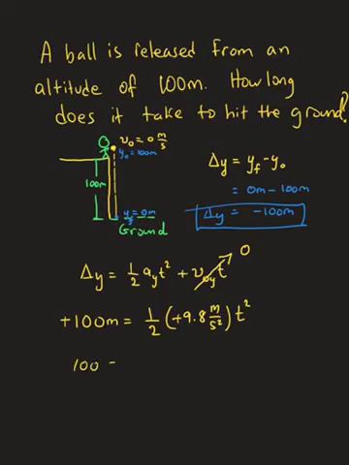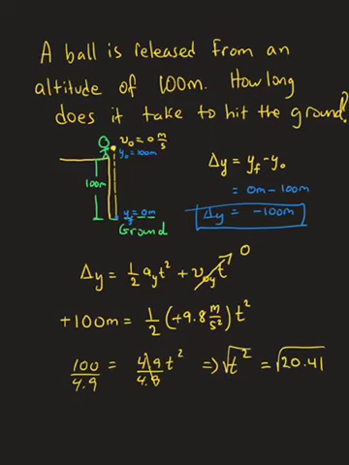Just omitting the units for a minute, we have 100 is equal to 4.9 times t squared. We can divide both sides by 4.9, and that leaves us with t squared is equal to 20.41. And we actually have two solutions to this equation because remember from math that when you take the square root, you should really take plus or minus the square root.